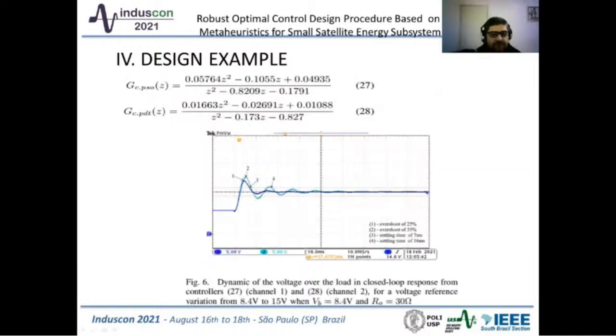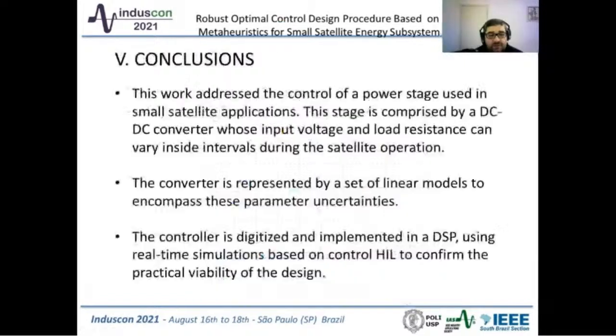To implement the controllers, they are digitalized using the inverse Tustin transform, and the system performance is validated using real-time simulation based on hardware in the loop. The simulations are also performed with a pre-tuned controller from reference 28 to provide a performance comparison. Figure 6 shows the simulation result: the PSO controller leads to a transient response with settling time 43% lower than the one obtained with the pre-tuned controller. This simulation proved the robustness of the controller, ensuring stability and suitable performance.